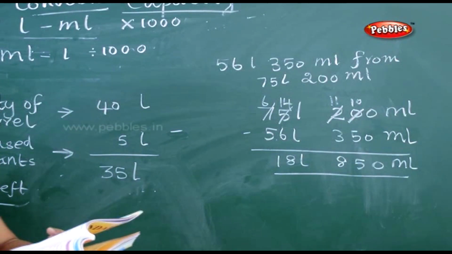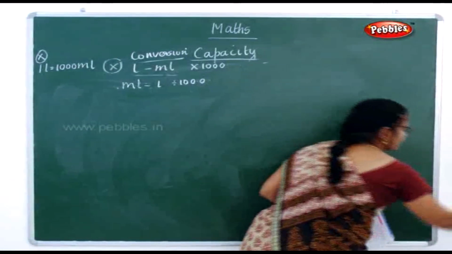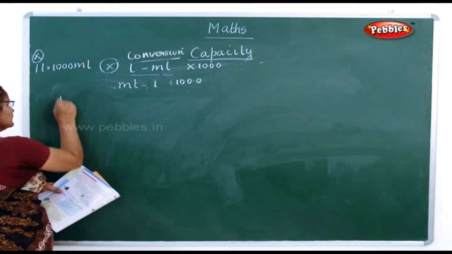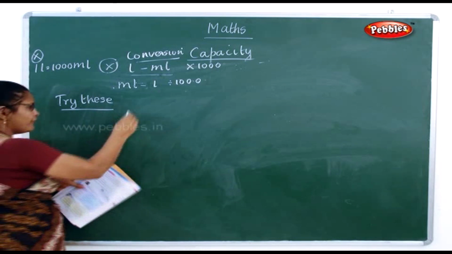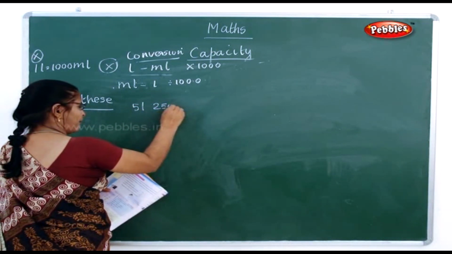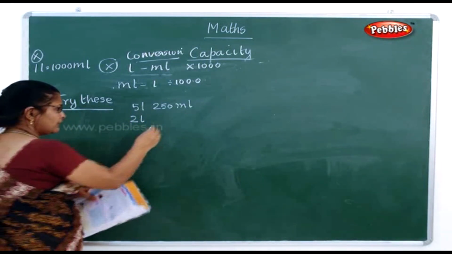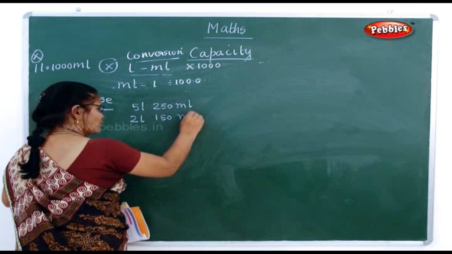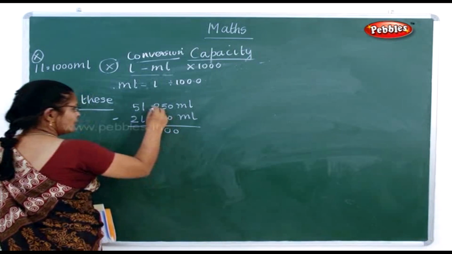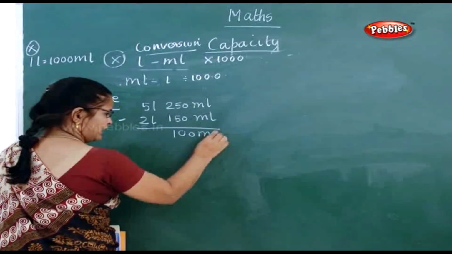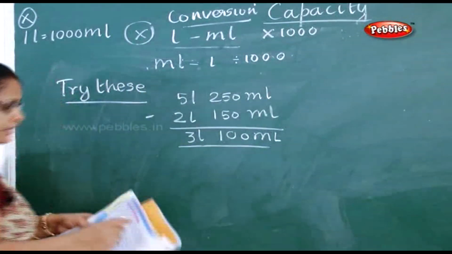Same way in the book, subtract the following is given. Try this. It's given 5 liters 250 ml minus 2 liters and 150 ml. Now how will you do it? What is 0 minus 0? 0. 5 minus 5 is 0. 2 minus 1 is 1. So you will write 100 ml. Your 5 minus 2 is what? 3. So you will write 3 liters and 100 ml.